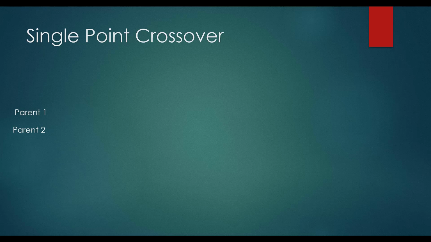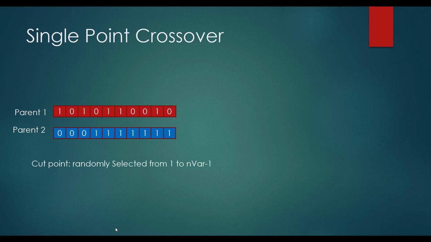So in single point crossover we have two parents, parent 1 and parent 2. Suppose that we have a parent 1 such as like this, and we have also parent 2 such as this. So we have to determine the cut point, and this cut point would be randomly selected from one of these variables up to n var minus 1, because if we selected the last position, we cannot use the cut point, because we wanted to divide any parent into two parts. So we have to select one of these points here. So suppose that our cut point would be number 6.